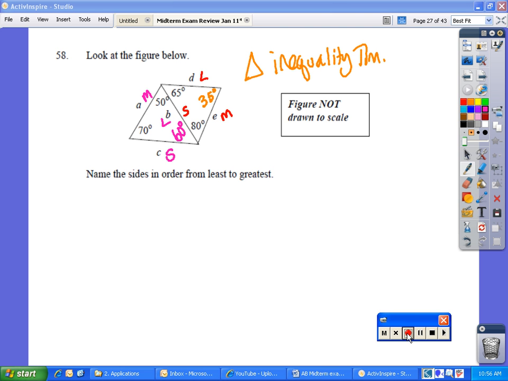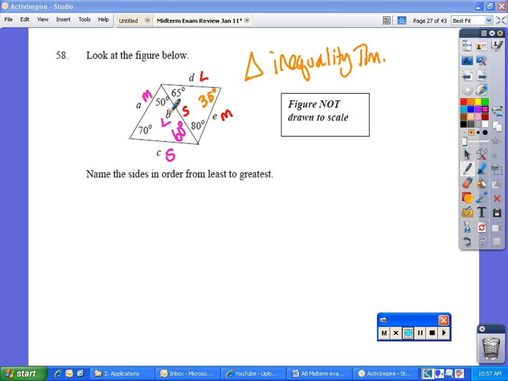Okay, so now that I've labeled the two triangles, what I need to do is figure out which one's the smallest overall. And let's look over here. In this triangle on the right, B, which is the smallest angle, is also the longest side over here on the triangle on the left.